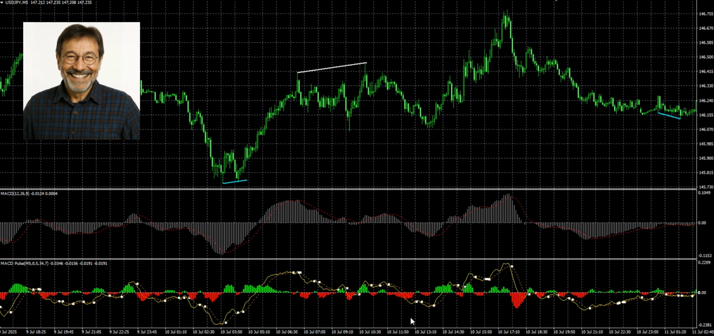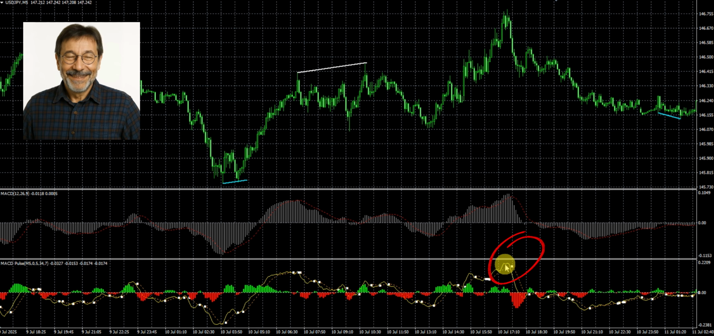How to read MACD pulse signals. In simple words. Buy signal. The MACD line rises from below and crosses the signal line. It's like the bulls, buyers, start beating the bears, sellers. The histogram turns green and grows. A bright dot appears on the chart. That's your entry signal.